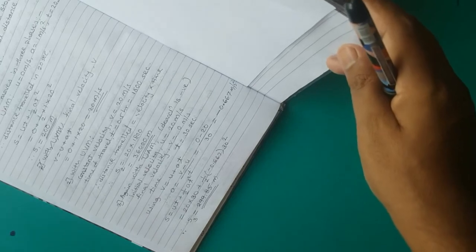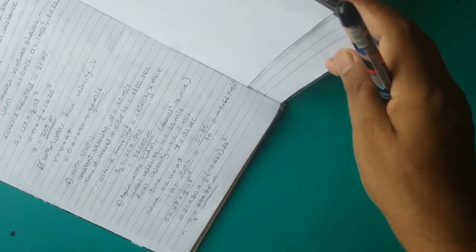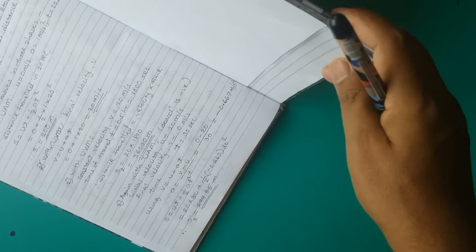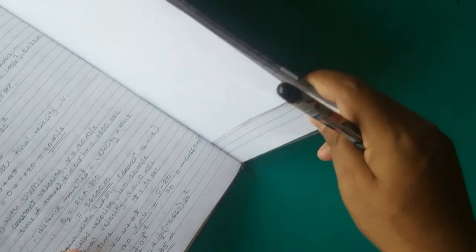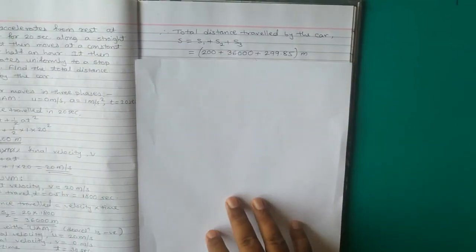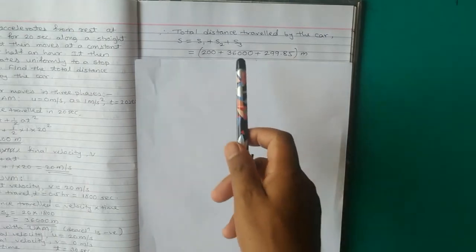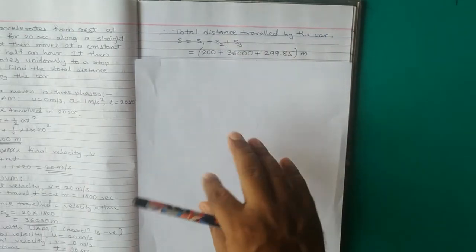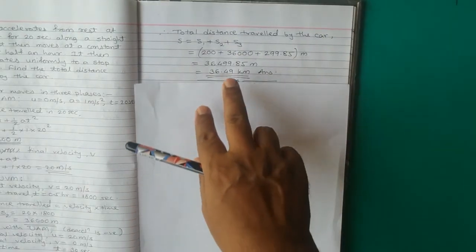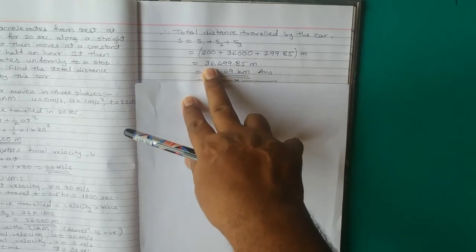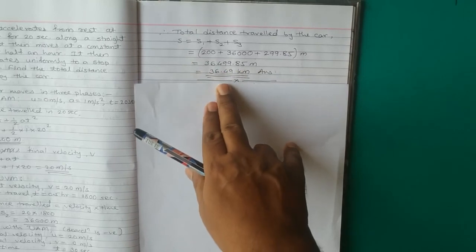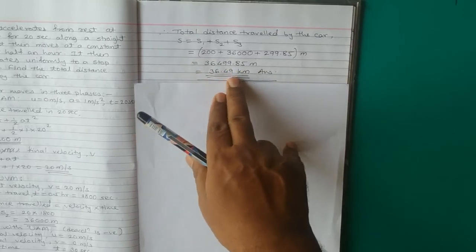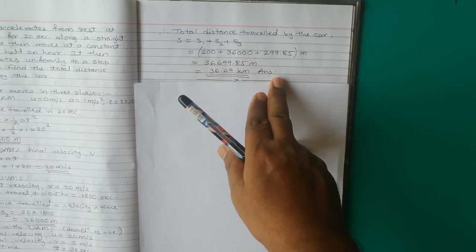Now for the entire journey of the car over these three different phases, we have to find out the total distance traveled. So of course we have to add the displacement of each and every phase, all the three phases, and then we are going to get the total distance traveled. So S1 plus S2 plus S3 is going to give us the total distance traveled, which comes out 36,499.85 meters. Converting it into kilometers, that will be 36.49 kilometers, and that is our answer.